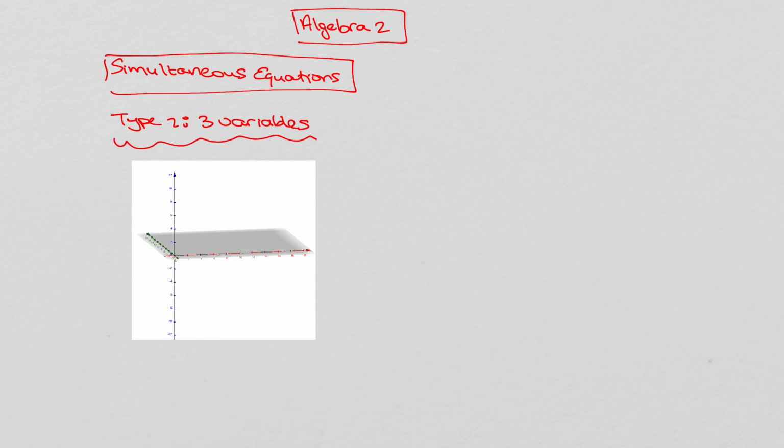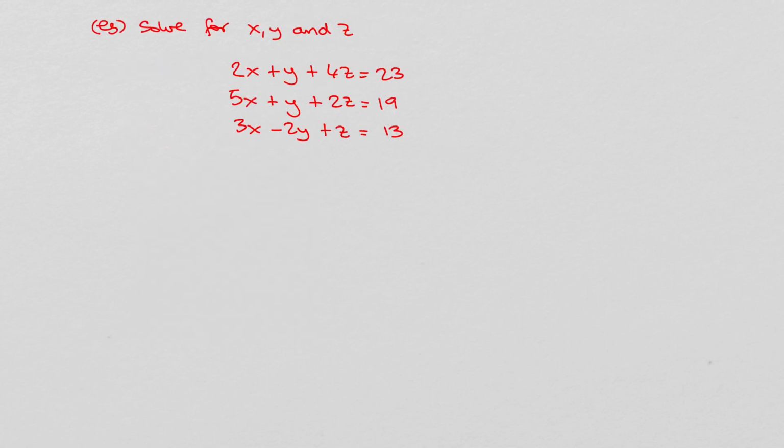So using GeoGebra we can see here that three variables is going to represent the 3D plane. So this is our x-axis, this is our y-axis, and this is our z-axis. For instance, we could be asked to solve for x, y and z, given three equations: 2x plus y plus 4z equals 23, 5x plus y plus 2z equals 19, and 3x minus 2y plus z equals 13.